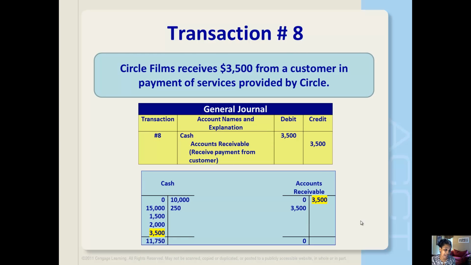Transaction number 8. Accounts affected. Well, this time they're receiving cash, so cash is increasing, but they're receiving it because a customer is paying their invoice. So that means accounts receivable is decreasing. So debits and credits, cash is an asset, so we're going to debit cash to increase it, and then accounts receivable is also an asset, so we're going to credit accounts receivable to decrease it. Journal entry and posted ledger information is on the slide.